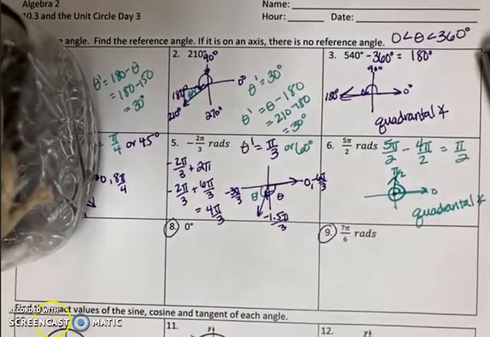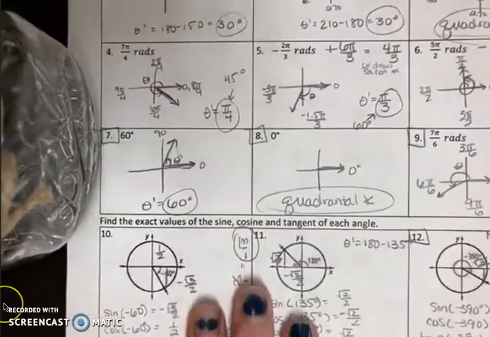I'd like you to go ahead and try 7, 8, and 9. When you're done, hit play and check your work.